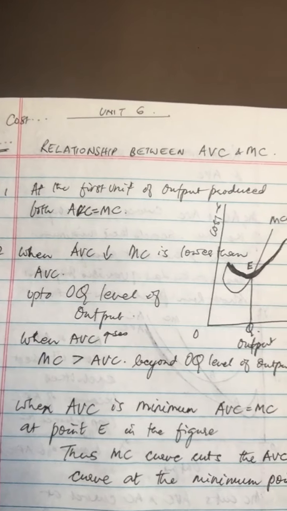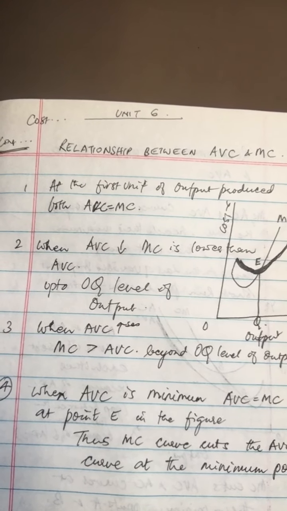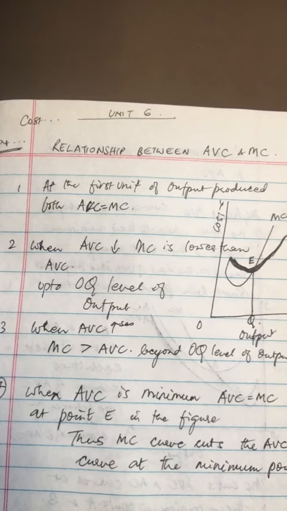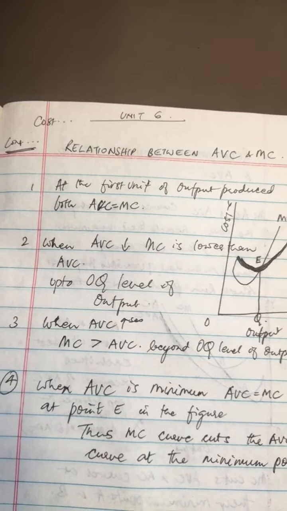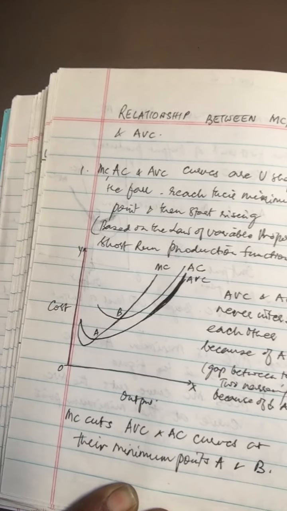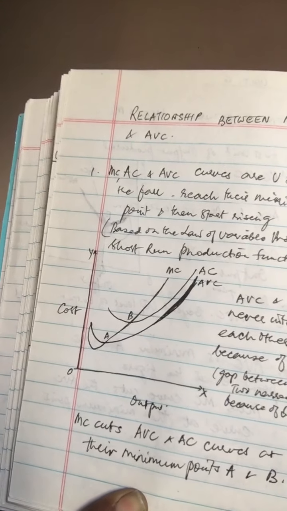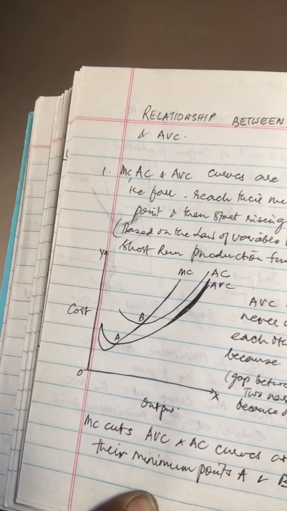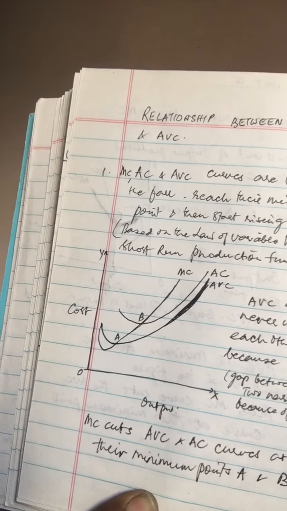So now in this we are going to do the relationship between AC, MC and AVC. So the next is this. So look at this. In this, first of all, let's just look at AC and AVC curves. What do you notice? AC never touches AVC.